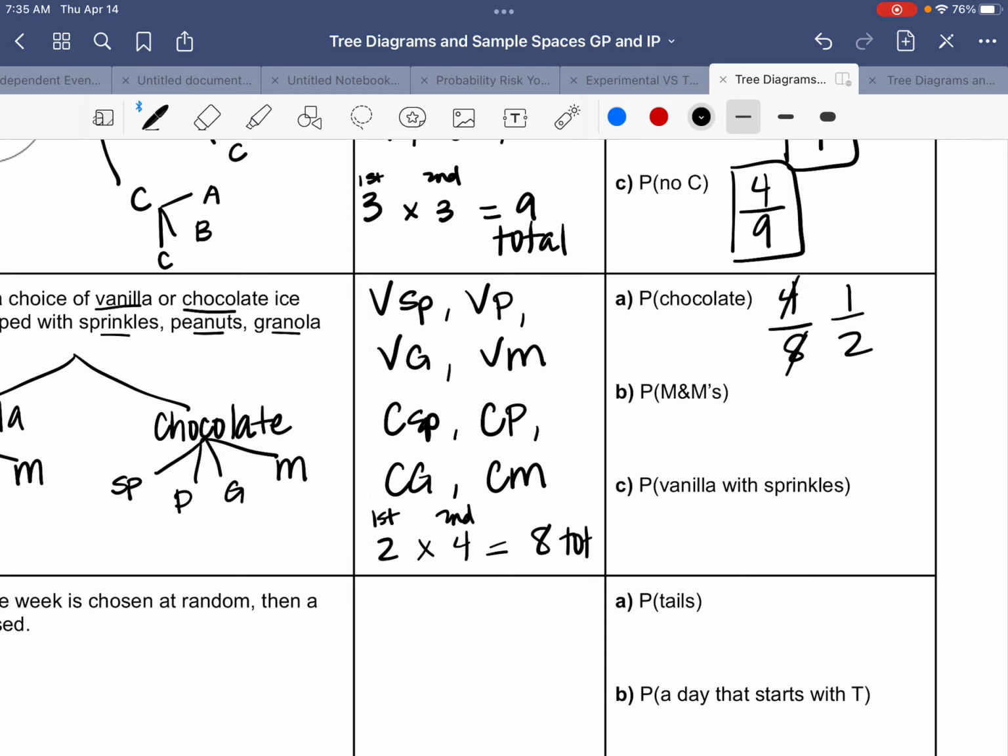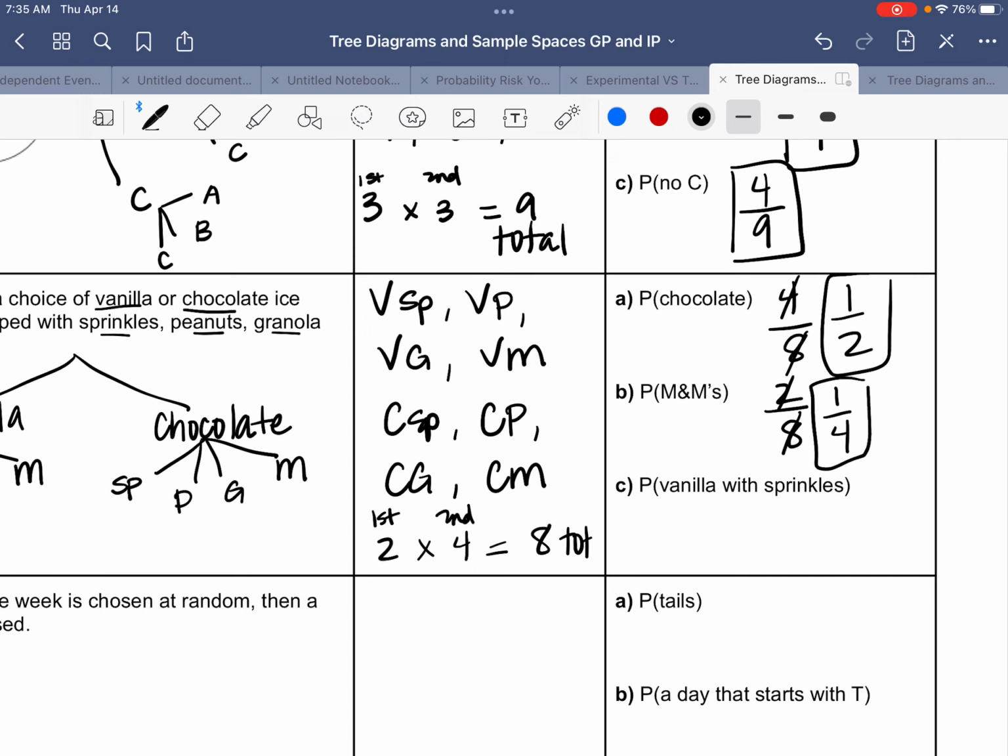Next, I want the probability of M&Ms. I have 2 options that include M&Ms. So that would be 2, and my total would be 8. That also simplifies. I can divide my numerator and denominator by 2, and that leaves me with 1/4.